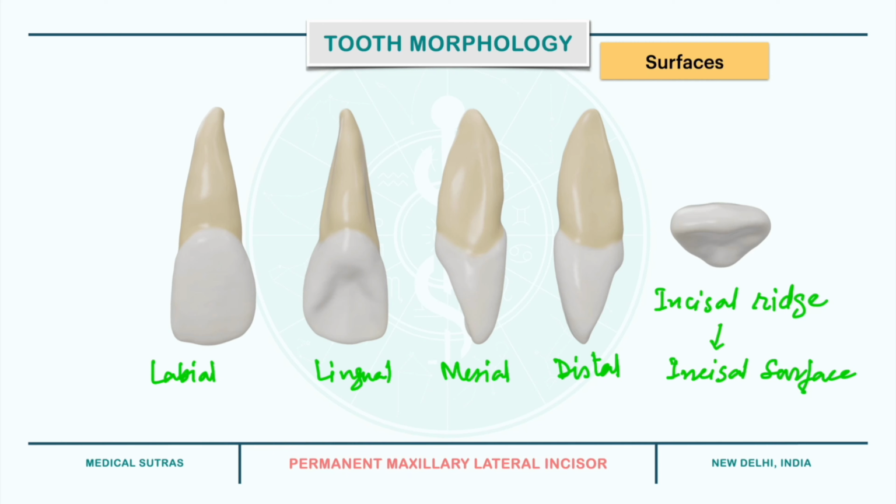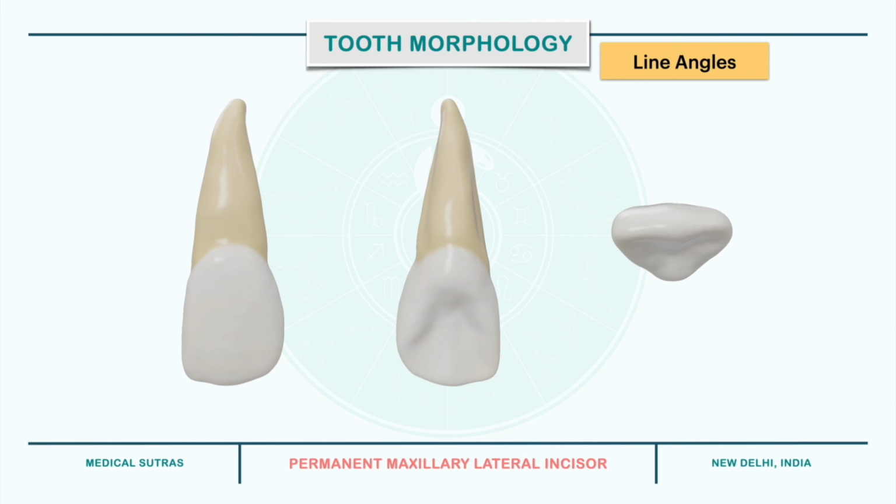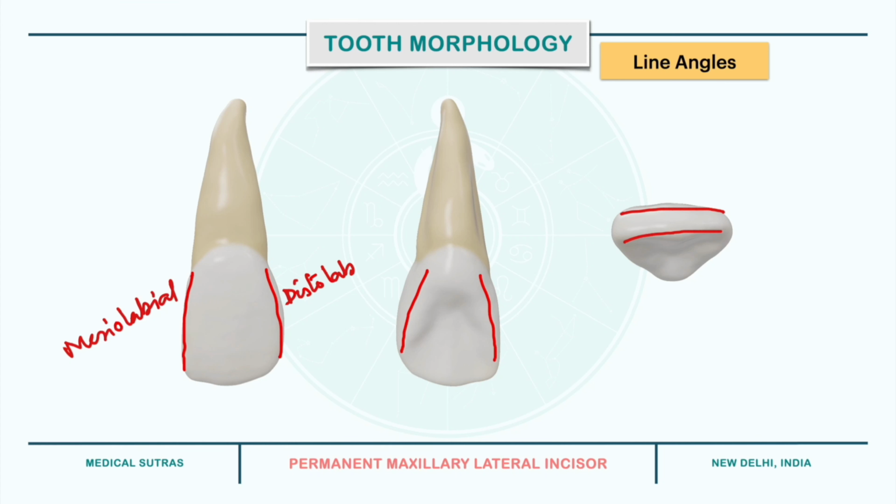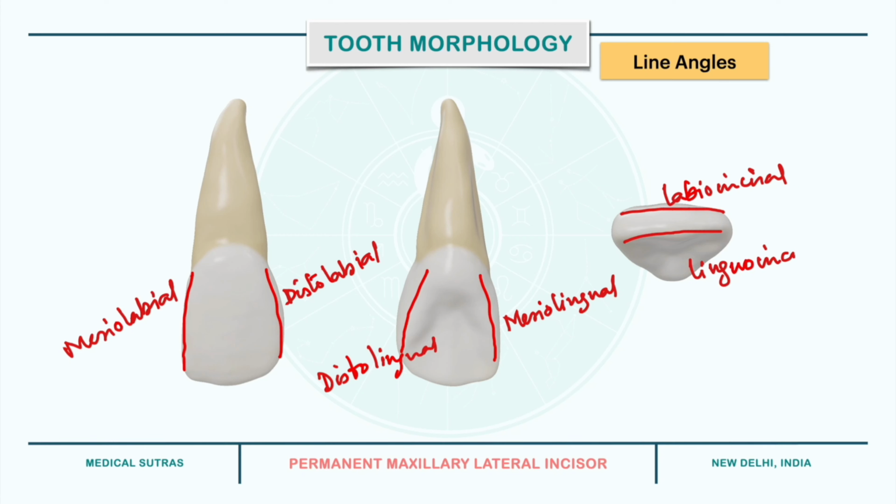The lateral incisor has 6 line angles which include mesiolabial, distolabial, mesiolingual, distolingual, labioincisal and linguoincisal. That is, mesiolabial between the mesial and labial surface, distolabial between the distal and labial surface, mesiolingual between the mesial and lingual surface, distolingual between the distal and lingual surface, labioincisal between the labial and incisal surface, and linguoincisal between the lingual and incisal surface.